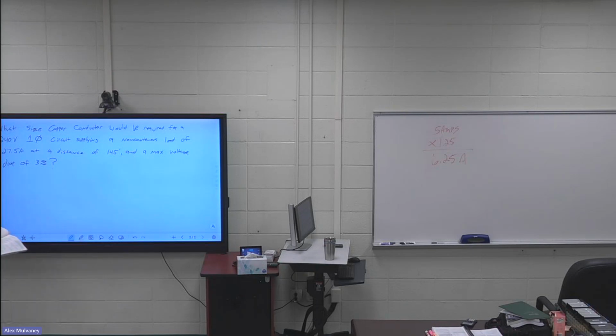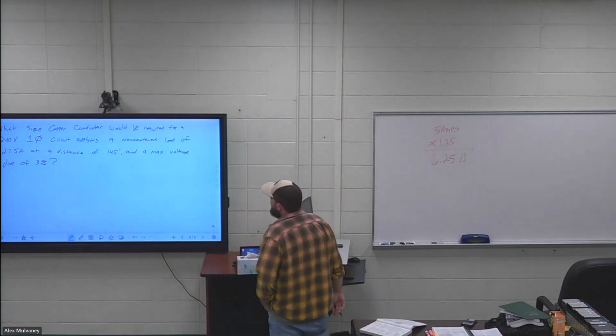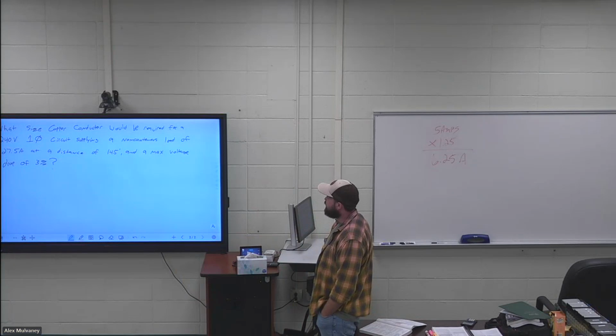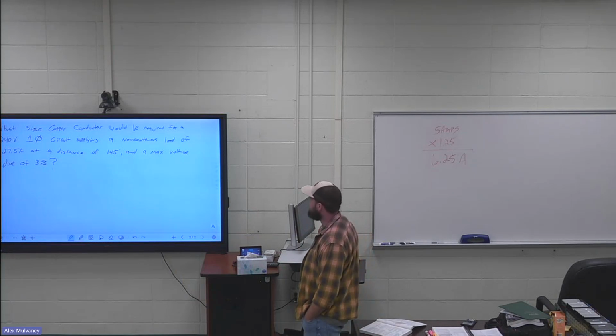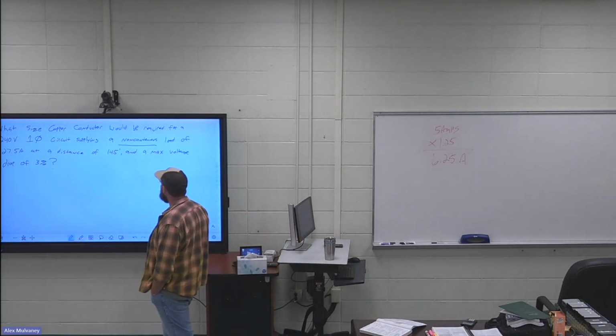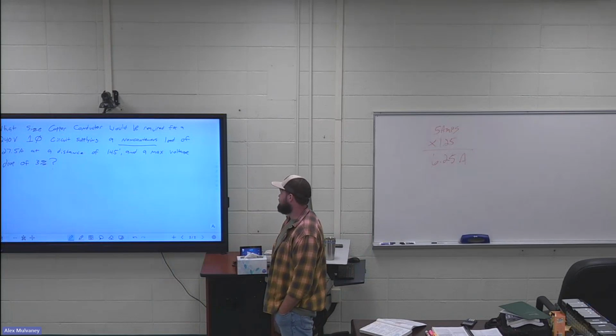All right. So that question right there. What size copper conductor would be required for a 240 volt single phase circuit supplying a non-continuous load of 27.5 amps at a distance of 145 feet and a maximum voltage drop of 3%?